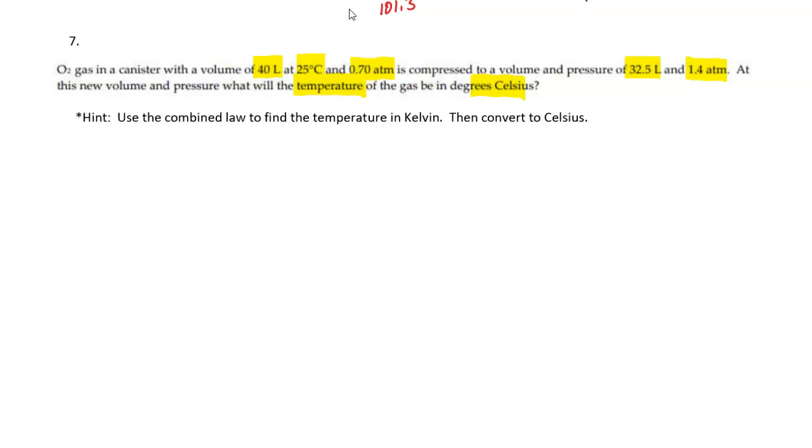Let's label our variables. 40 liters is the first volume mentioned. Later on, there's another volume mentioned. 25 degrees Celsius is the first temperature mentioned. Later on, the word temperature appears again. So T1 is equal to 25 plus 273, which is 298 Kelvin.